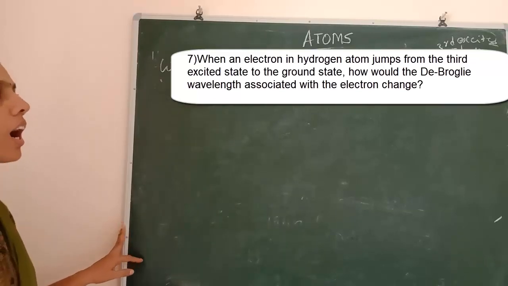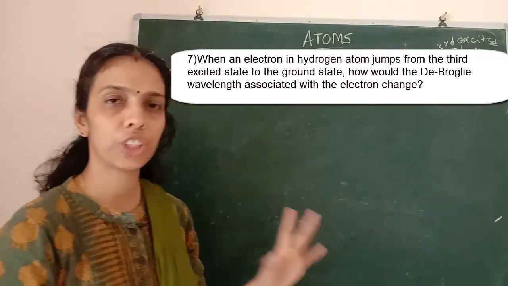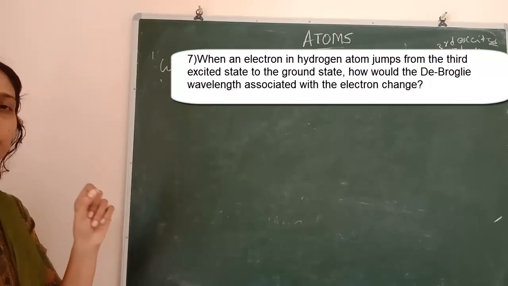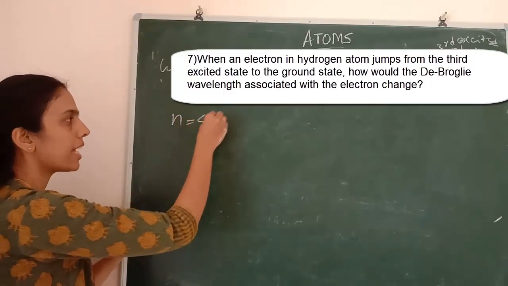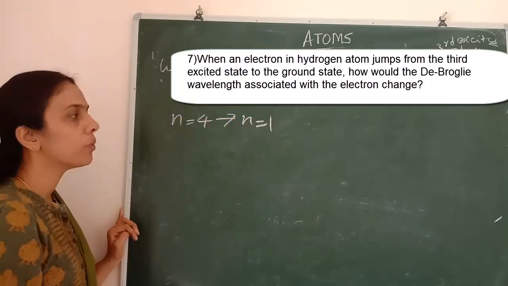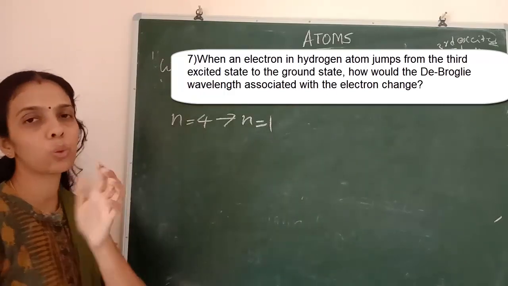The next question is: when an electron in a hydrogen atom jumps from the third excited state to the ground state, how would the de Broglie wavelength of the electron change? Third excited state means n is equal to 4, and the ground state is n is equal to 1.